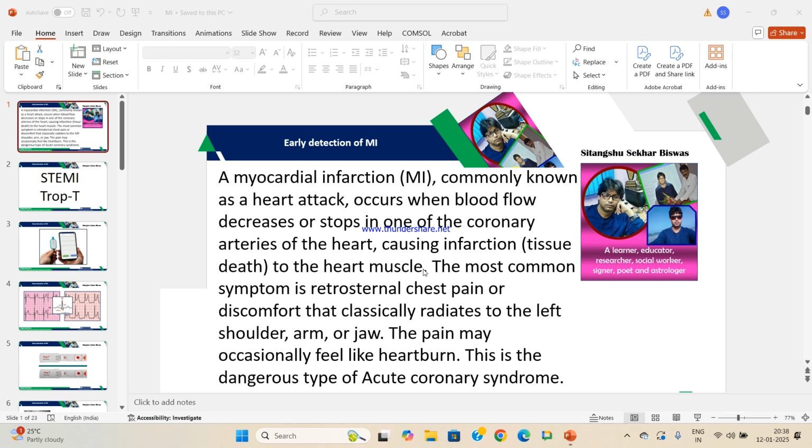So, welcome to all. Today I am going to share with you some very important things about early detection of myocardial infarction.